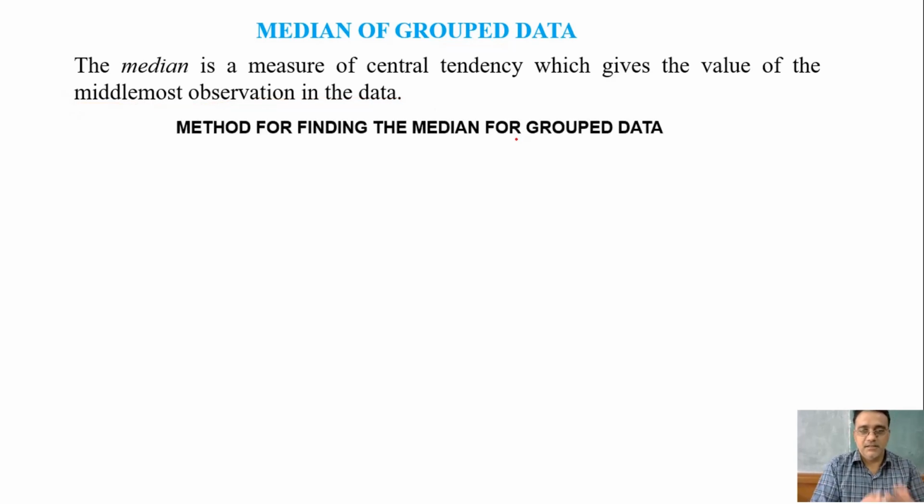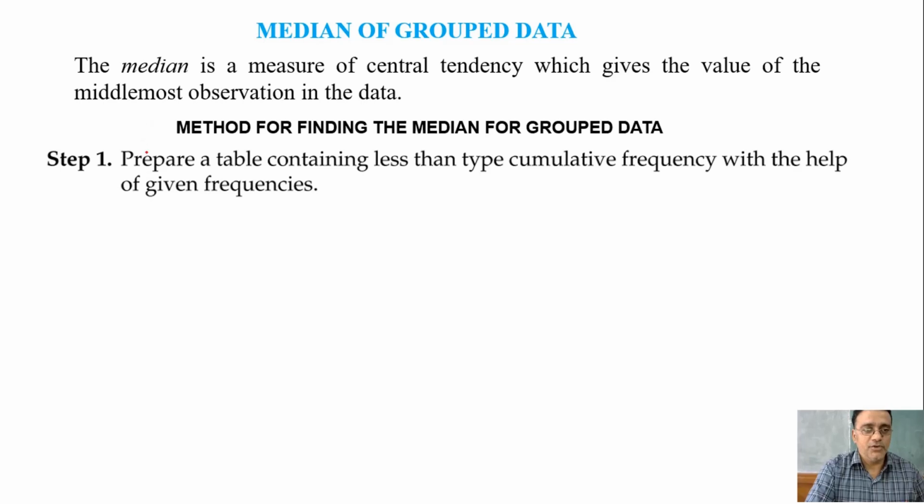Now let us concentrate on the method for finding the median for grouped data. Grouped data means the frequency distribution will be in the form of class intervals. So सबसे पहले क्या करेंगे? What you have to do? You have to prepare a table containing less than cumulative frequency. I will tell you what is less than cumulative frequency with the help of the given frequencies. So हम लोग CF निकालेंगे. We will find CF, cumulative frequency. How to find CF, that we will see step by step.